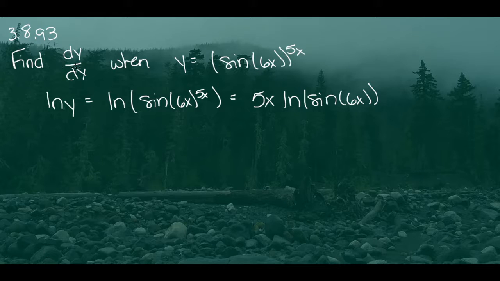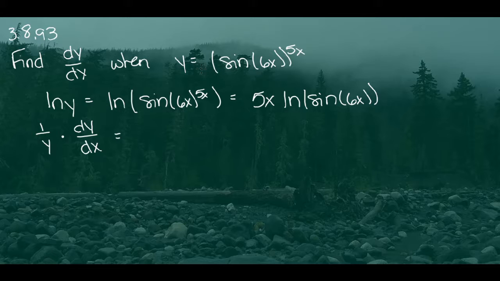Okay, so now I'm going to differentiate this implicitly. Over here on the left, I'm going to differentiate with respect to x, and I get 1 over y times dy/dx, because y is a function of x, so my chain rule gives me this dy/dx term. And then over here on the right, I'm taking a derivative with respect to x. I'm going to have to apply the product rule because I have 5x times natural log, and neither one of those is a simple constant. And then once I take the derivative of the log term, I'm going to have to apply the chain rule twice because I really have three functions here. I have natural log and then sine and then 6x.